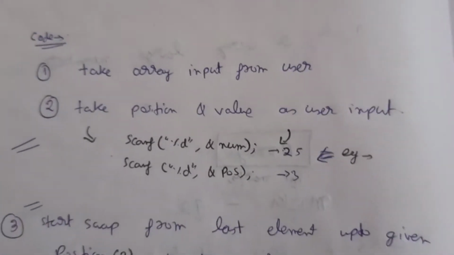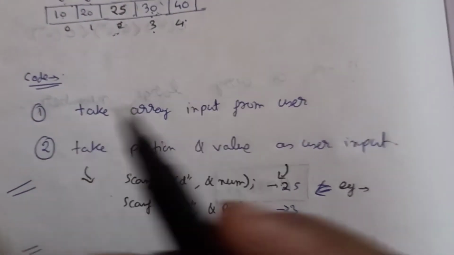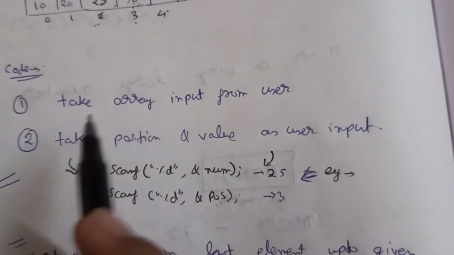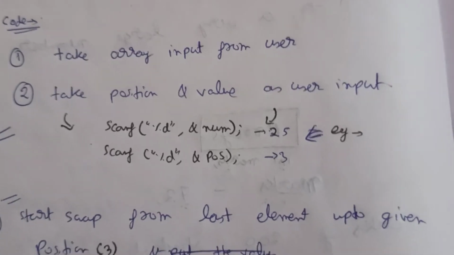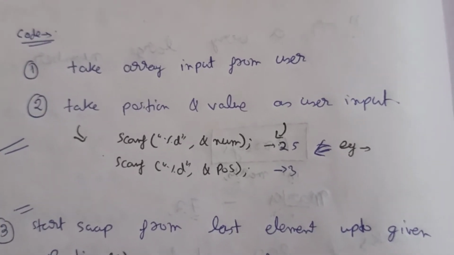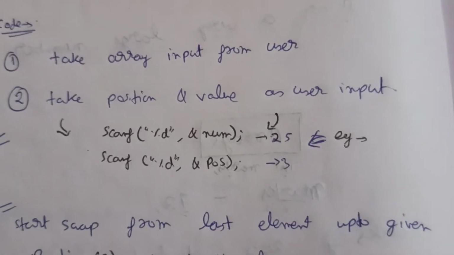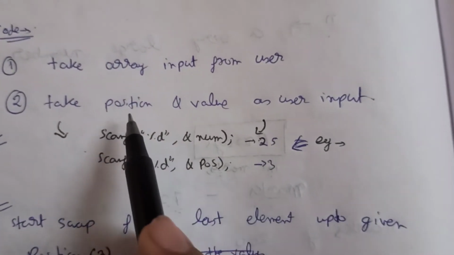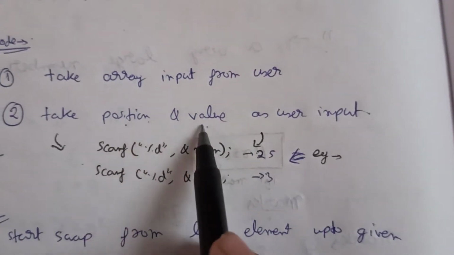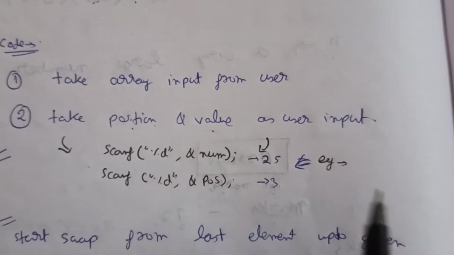So now let's take the code. First we need to take array input from the user, then scan them and make an array, which I have already taught you in my previous video. Now we need to take as input the position and the value from the user: where we need to insert and what value we need to insert.